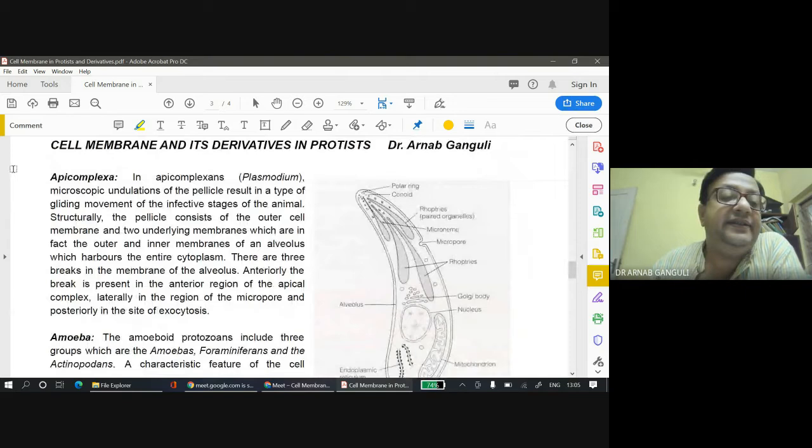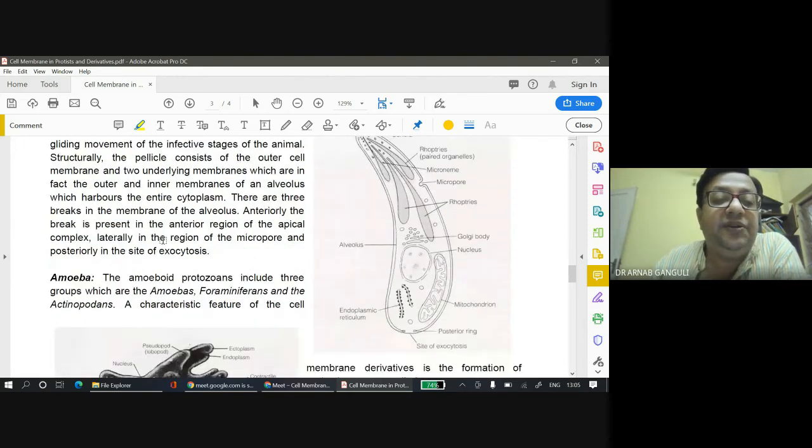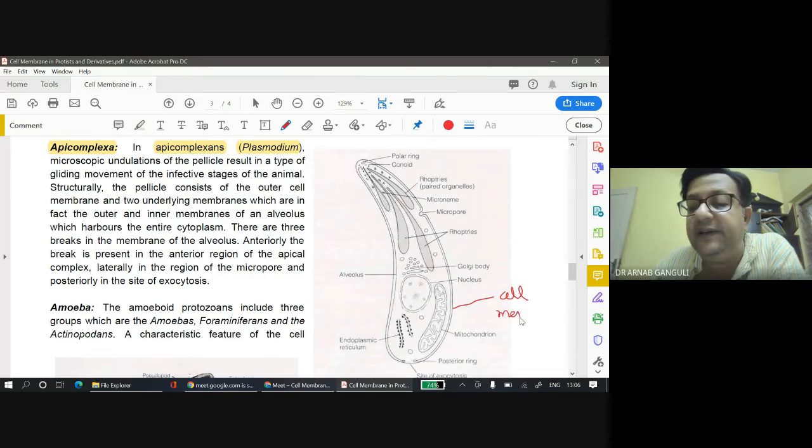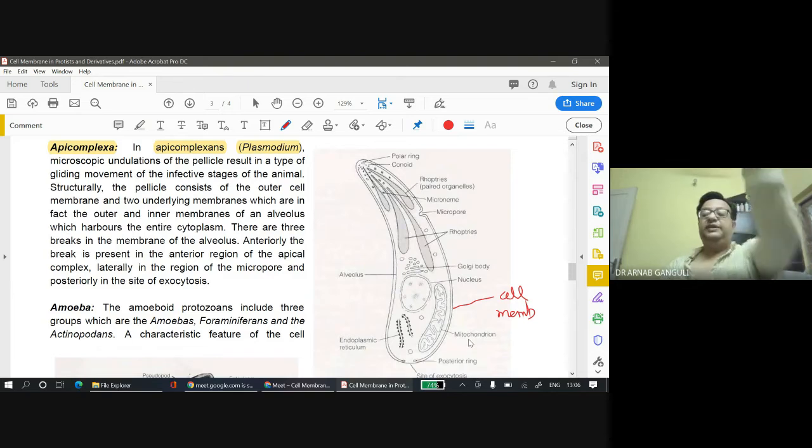The next we talk about is Apicomplexa. Malaria, Plasmodium. So that is also fantastic. You have an outer membrane. This is the outer cell membrane.